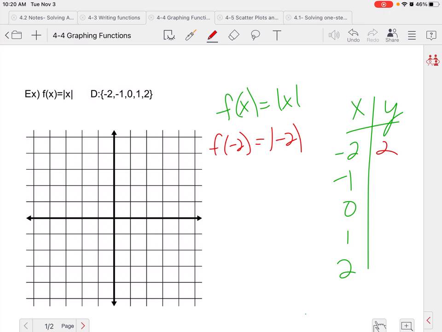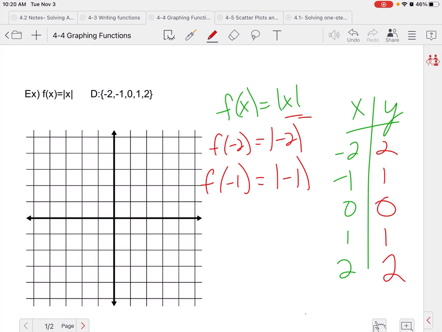The absolute value of -1. Again, if you need to write these out, you can, but if you can do this part in your head, that's fine. So the absolute value of 0 is 0, the absolute value of 1 is 1, the absolute value of 2 is 2. All I did was plug in all those numbers for x.